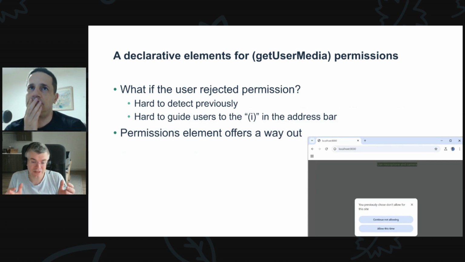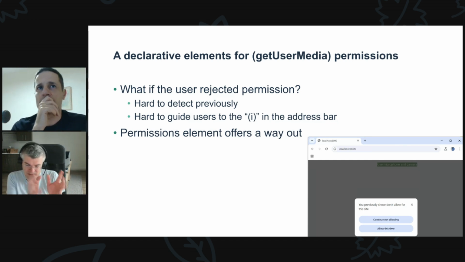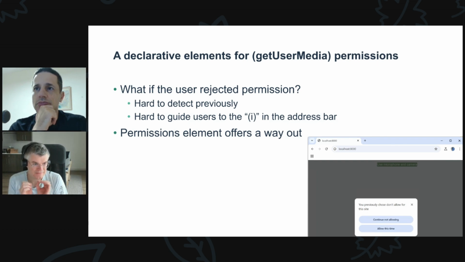And what if the user had rejected the permissions and is now like, how do I re-enable it? As you say, you didn't know how to do that until recently, and it was hard. You needed to guide the user to the information button in the address bar, and now you just get this continue not allowing, allow this time when you click the permissions element. Much nicer. Okay.